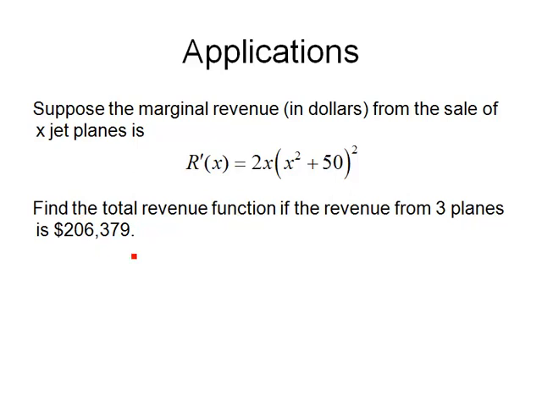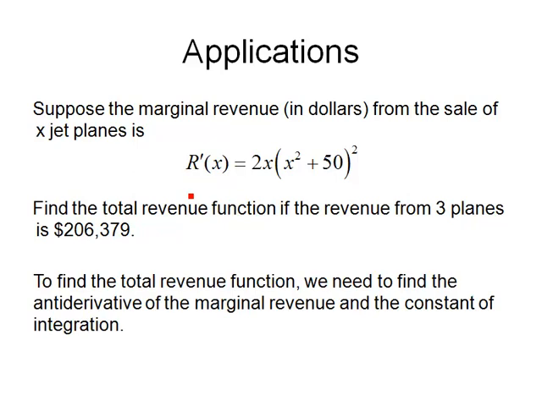We want to find the total revenue function if the revenue from 3 planes is $2,006,379. So what I'm going to need to do is take the antiderivative to get R. Once we get R, then we'll be able to use this information about 3 planes in the form of R of 3 equals 2,006,379, and we'll be able to solve for our integration constant C.